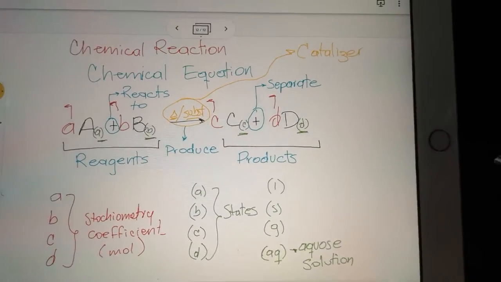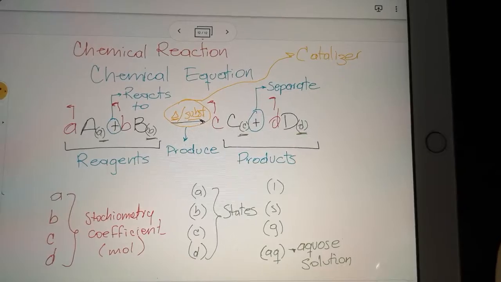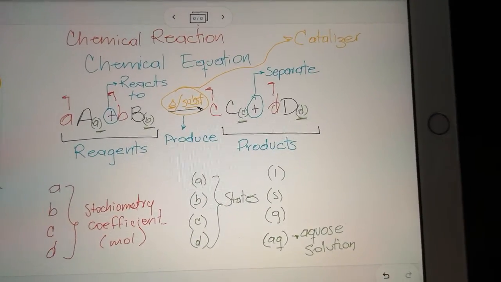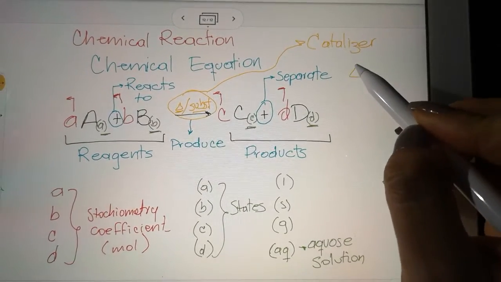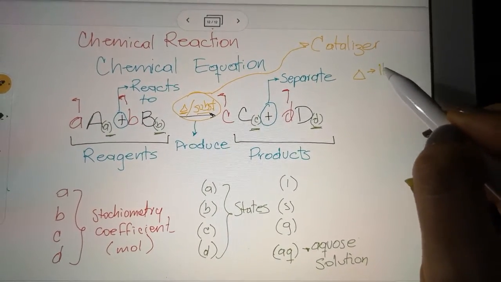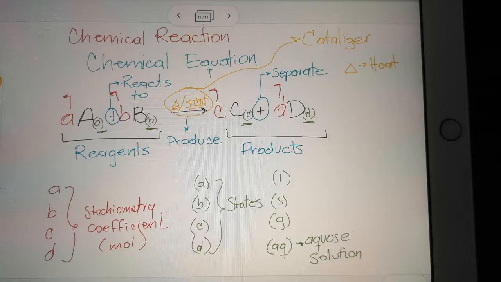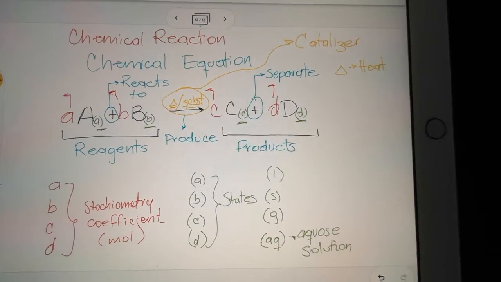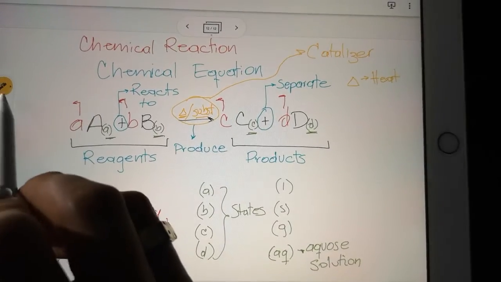To accelerate the reaction. It makes it faster. For example, when you cook. When you cook, the main catalyzer was the heat, okay? So remember, the triangle represents heat, okay? And some reactions need heat to be produced, okay?